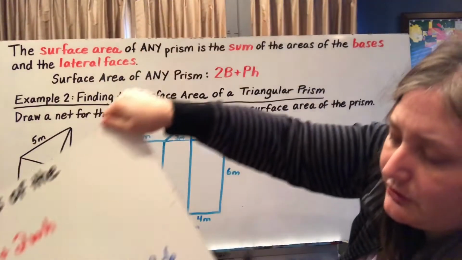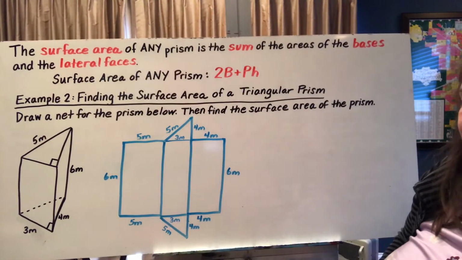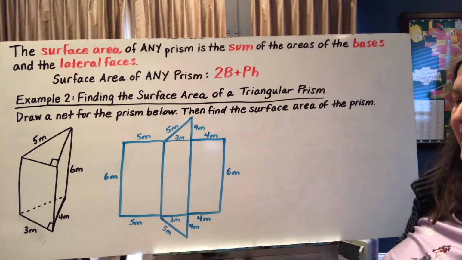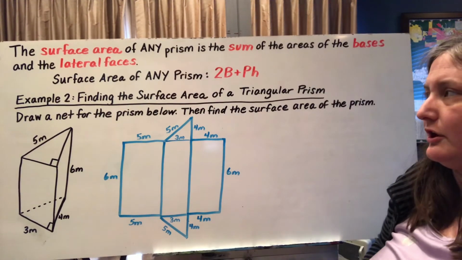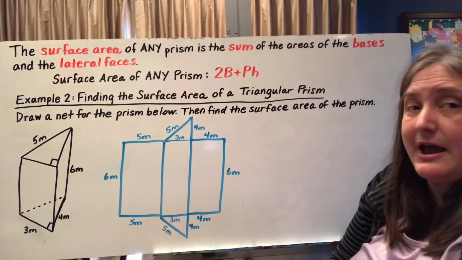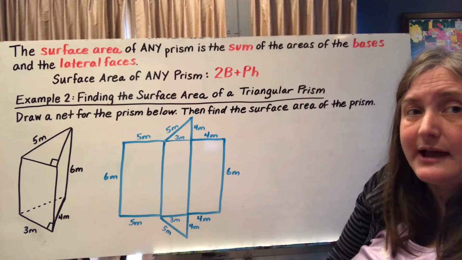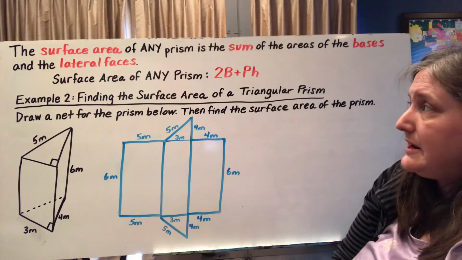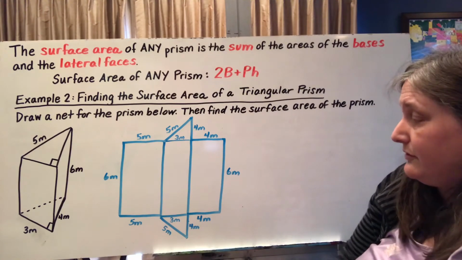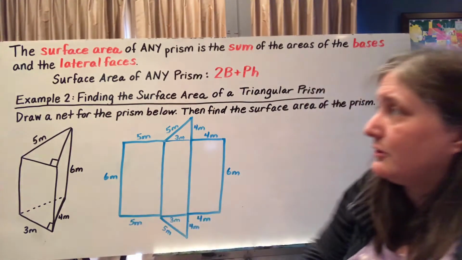Now, while that formula works for rectangular prisms, it's not going to work for all prisms. Not all prisms have a rectangular base. Some of them have triangular bases or hexagonal bases. So we name our prisms after the base. So in this case, we have a triangular prism.